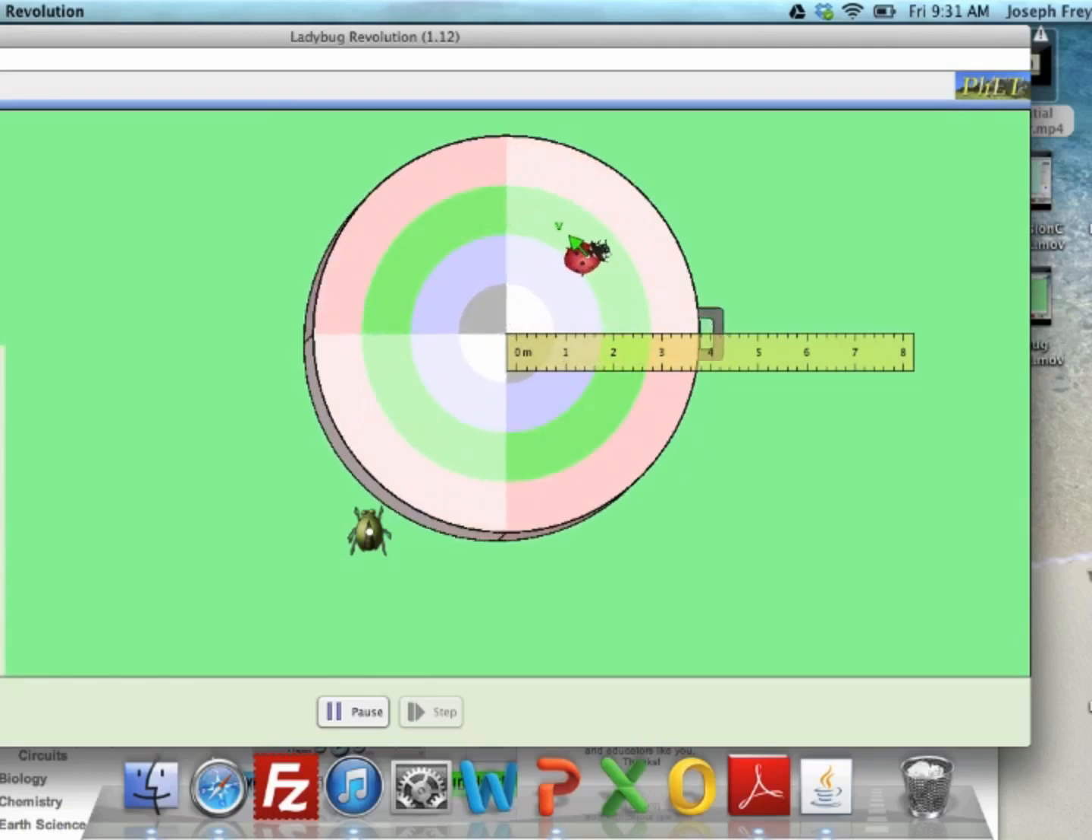Now what happens if we increase the radius even more? Well, if it's near the edge, the ladybug has an even bigger tangential velocity. You can see that the green vector is bigger, because the radius is bigger, even though the angular velocity has not changed. This wheel has been spinning at about 1 radian per second the whole time, so angular velocity has remained the same, but the linear velocity has increased.